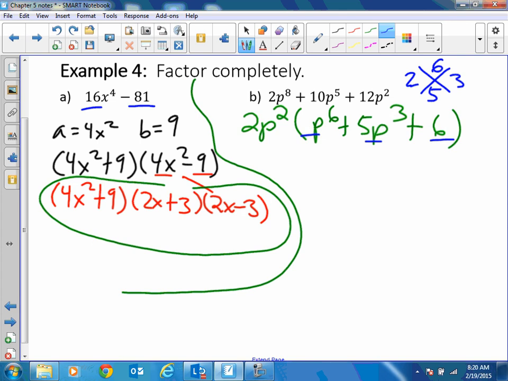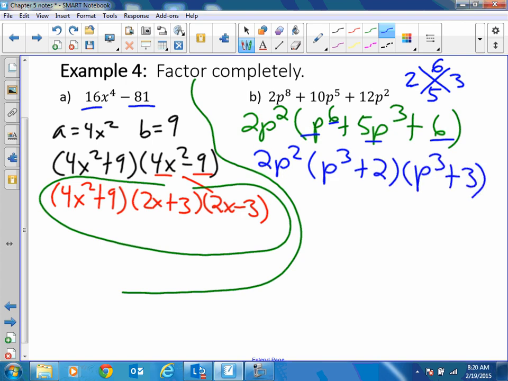But what I have to do is, since this is p to the 6, I can't just write p plus 2, p plus 3. I have to break up p to the 6 in half. So half of p to the 6 is p cubed. So I have to break it up as, first I write my 2p squared, then I write p cubed plus 2 and p cubed plus 3. Okay? That gives us everything we want.